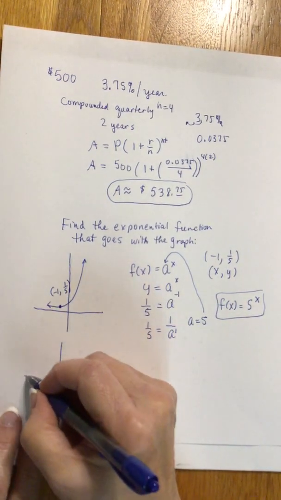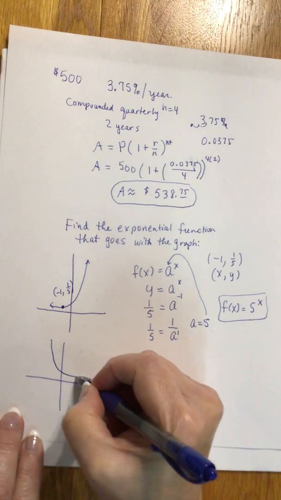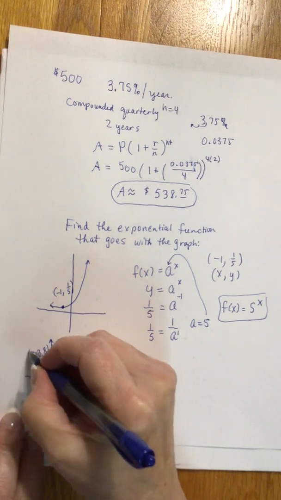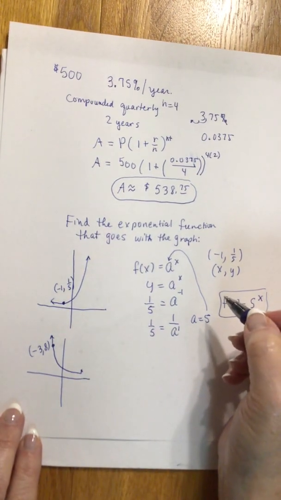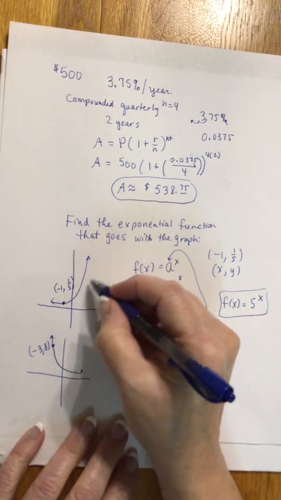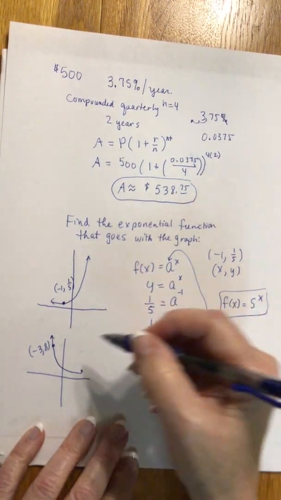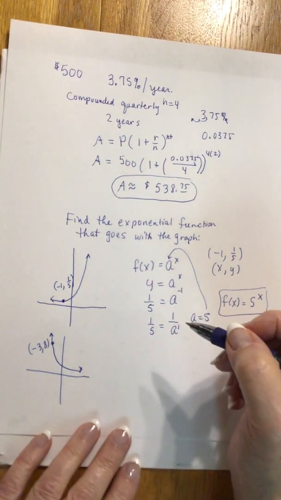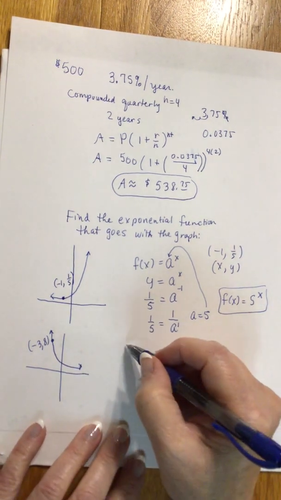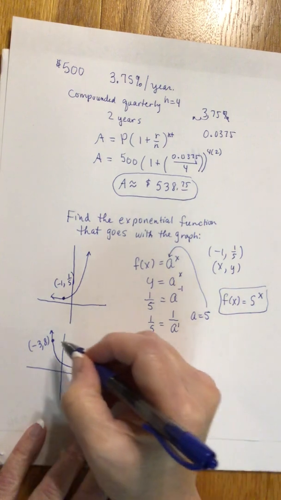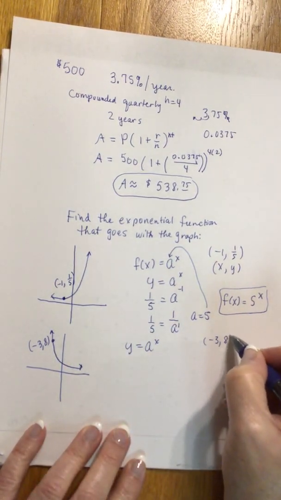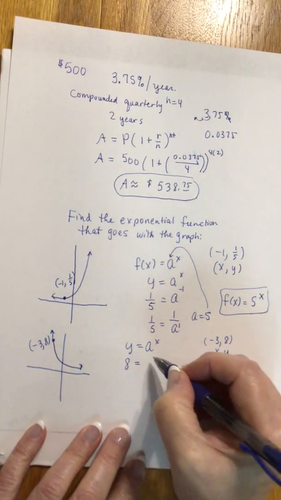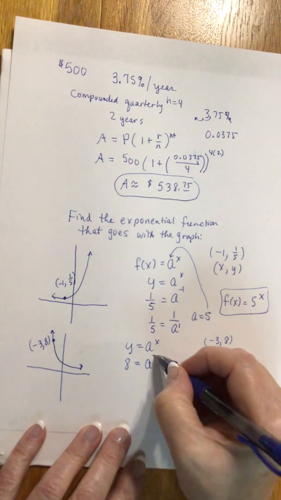So this time they're going to give us a graph starting high and going low. And this point up here is going to be (-3, 8). Now, what does that tell you? If we know that the last one went up and we came out with 5 to the x, this one's going to start high and go low, so we're going to come out with what? A number between 0 and 1, right? So again, we're starting out with y equals a to the x. So I've got (-3, 8), which is my x comma y. So I'm going to plug in 8 for y, and I'm plugging in -3 for x.